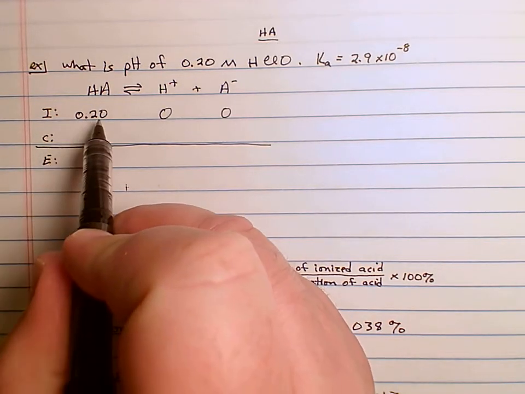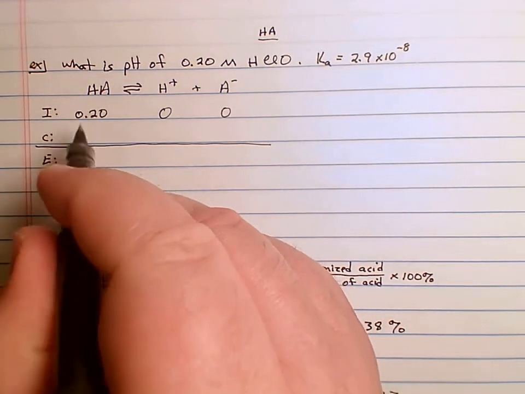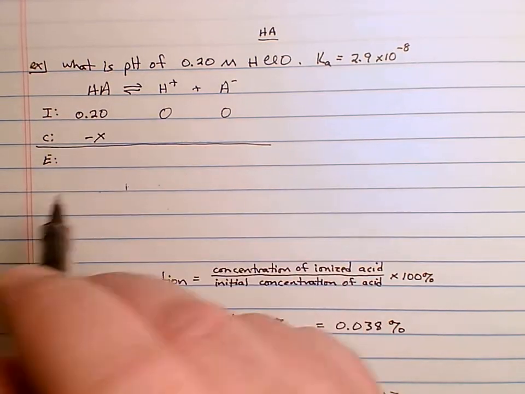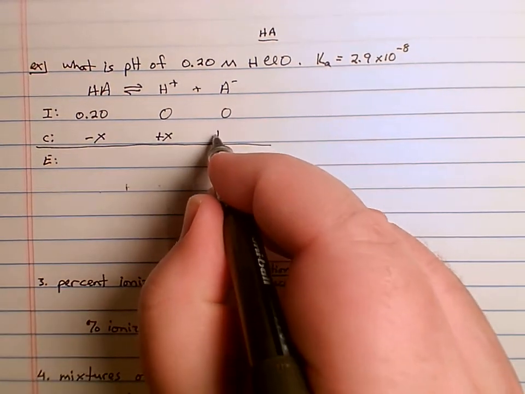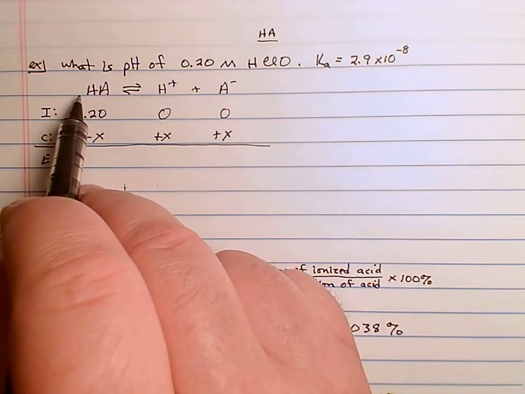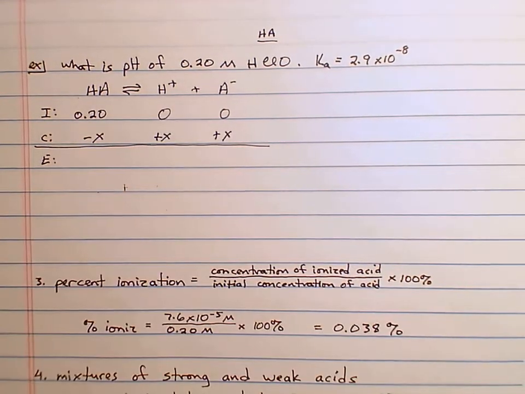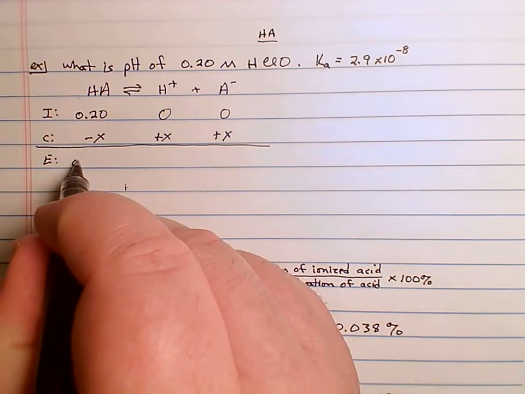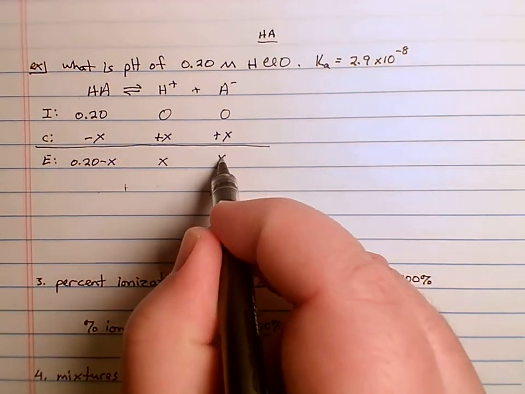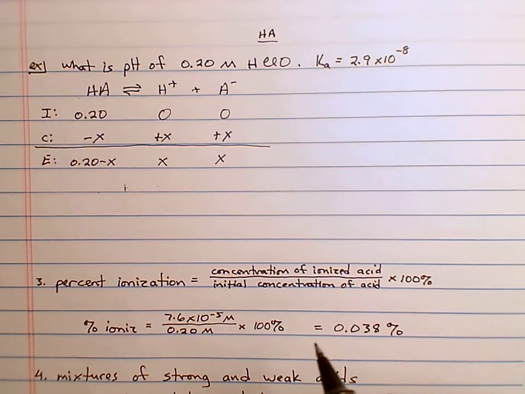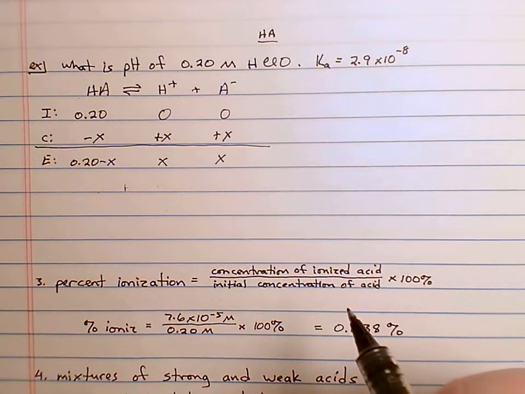All right, the change. How much of HA is going to dissociate? I don't know. Minus X. How much H plus comes into existence? Plus X. And A minus is also plus X, because our stoichiometry is 1 to 1 to 1. All right, so at equilibrium it is 0.20 minus X, X, and X. Okay, so far so good.